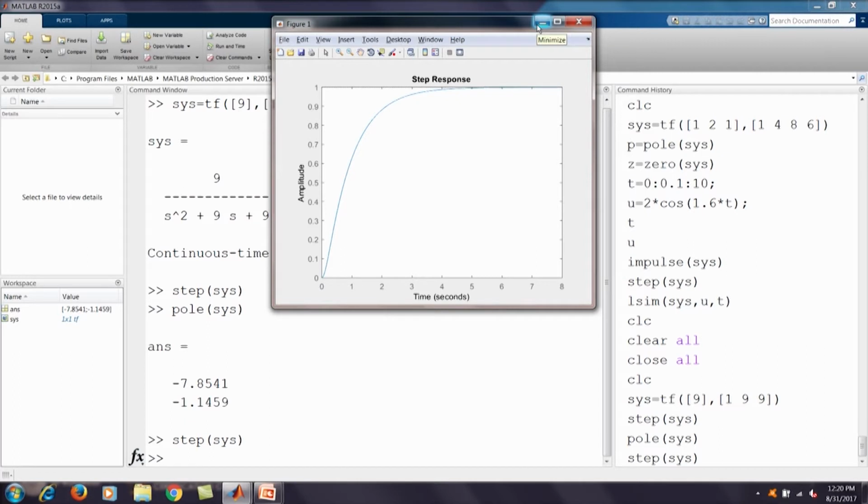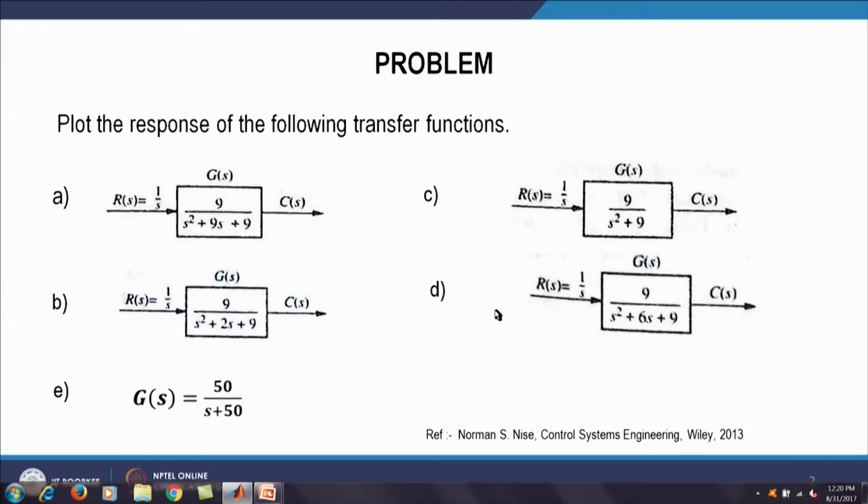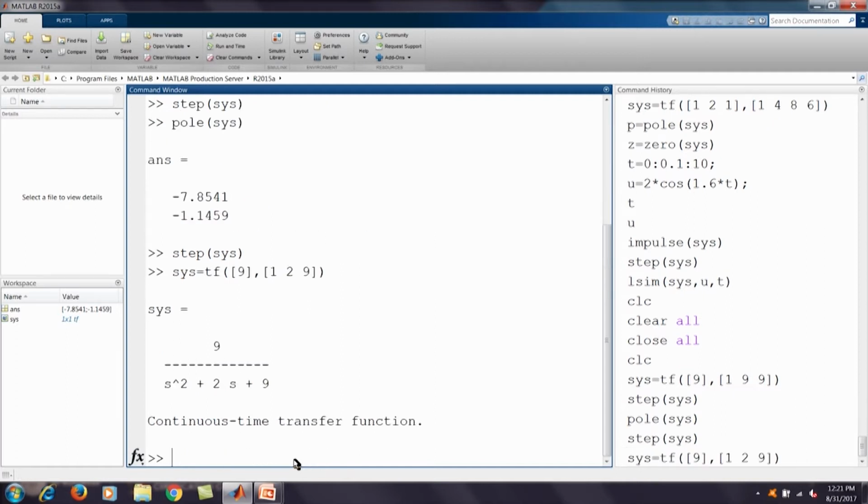Now let's go for the second system, 9 upon s square plus 2s plus 9. Here we have in the denominator 1, 2, 9. We define the system, sys, with 1, 2, 9. So this is the system. Now we get the poles of sys.